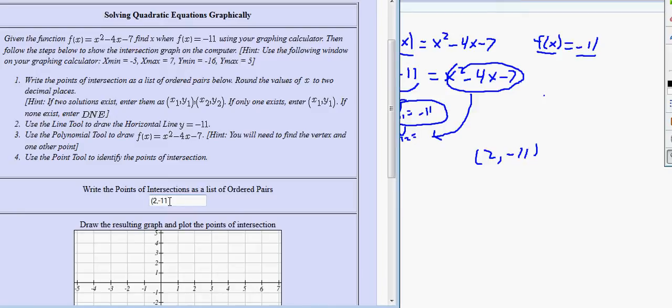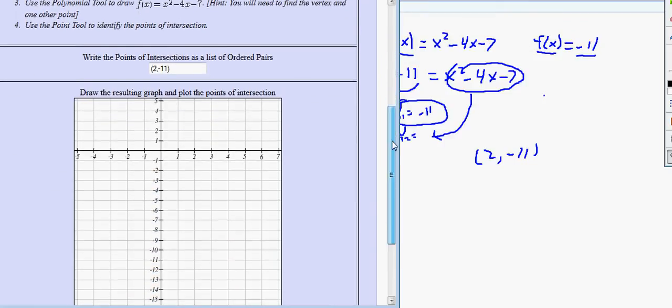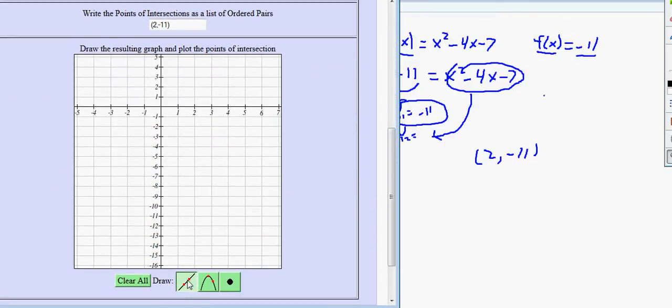There was only one intersection, so I'm going to leave it at that. It says right there, if only one exists, enter it this way. So my x1 was 2, and my y1 was negative 11. Next, on step 2, it says to use the line tool, which is down here, and it's already selected. You can click on it to make sure.